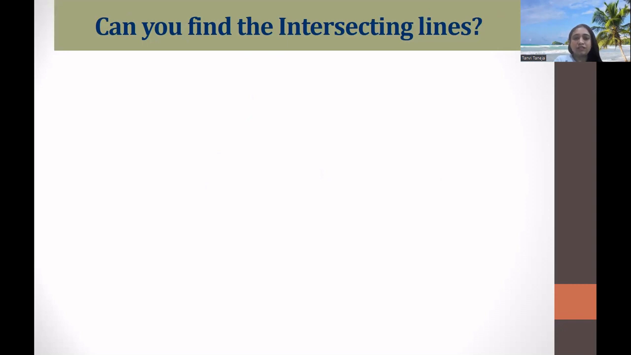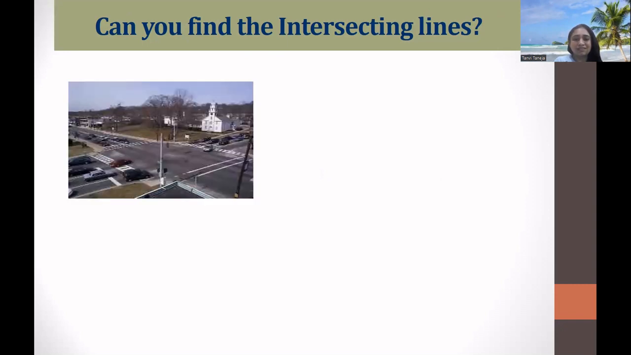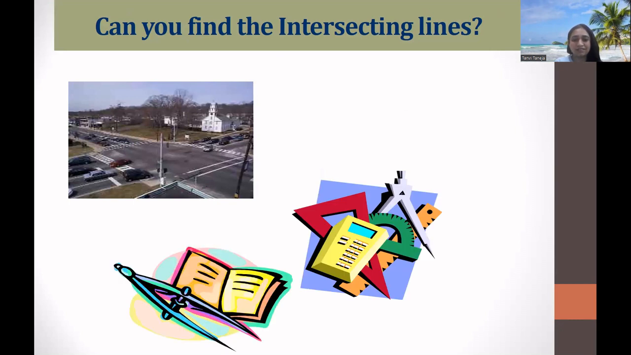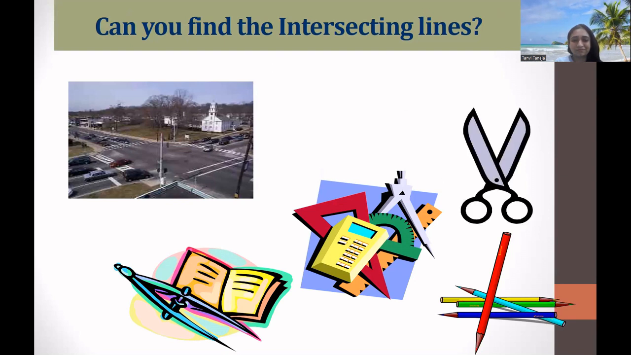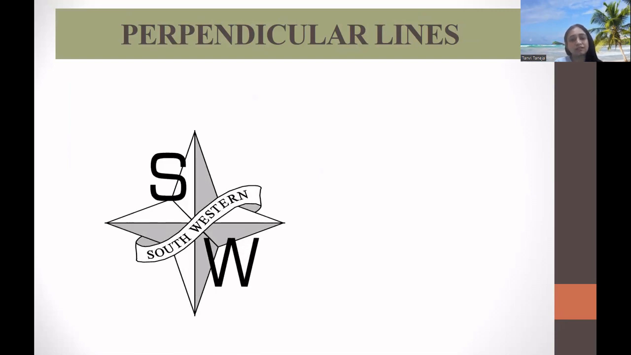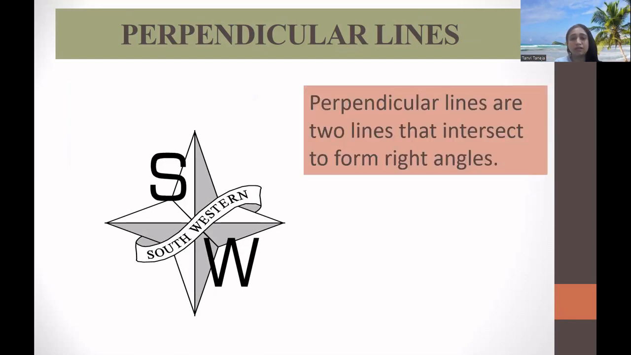Now try to find intersecting lines in this. You can pause your video and try to find the intersecting lines. Okay, so this is all about the intersecting line. Let's talk about the last type of relationship, that is the perpendicular line. This is the perpendicular line. Perpendicular lines are two lines that intersect and form a right angle.